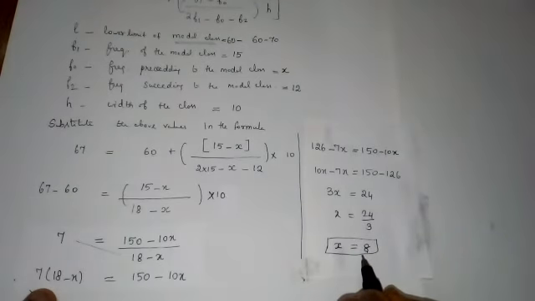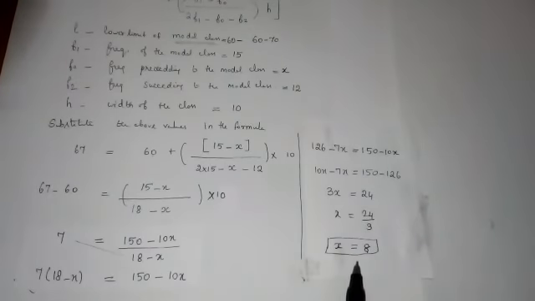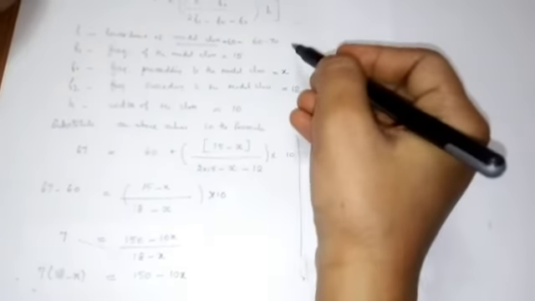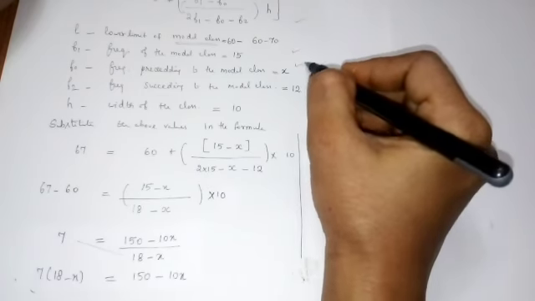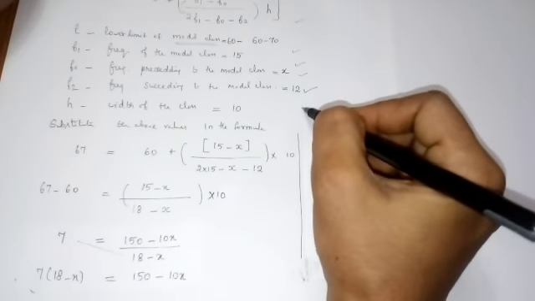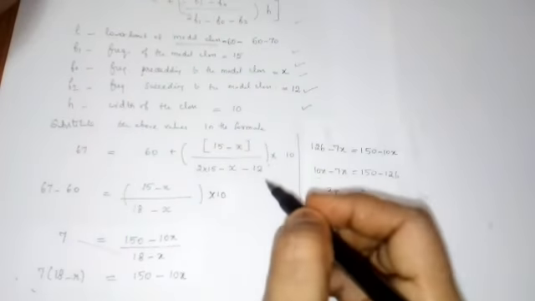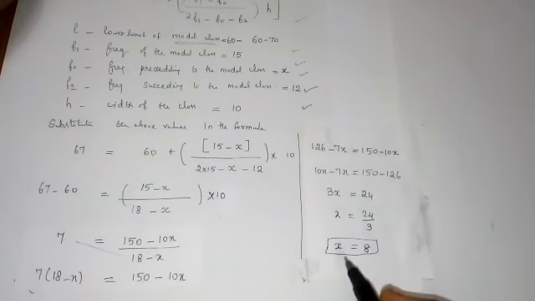Once again I am repeating. To find out the missing frequency, we need to first write the formula, then write the values of the quantities in the formula, then substitute the values in the formula and simplify, and you will get the answer. The answer for this question is: the missing frequency value is 8.